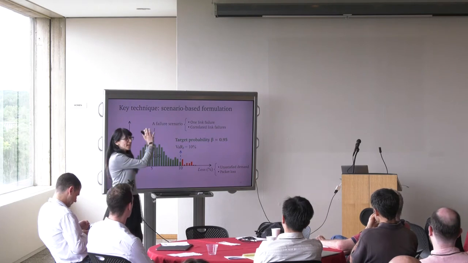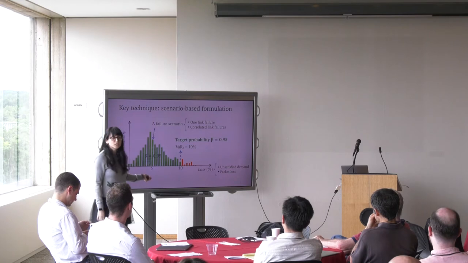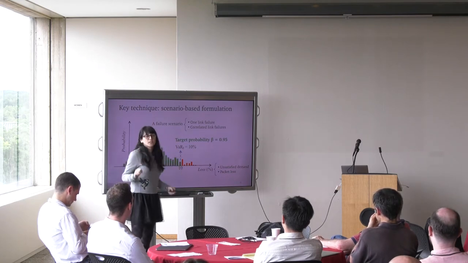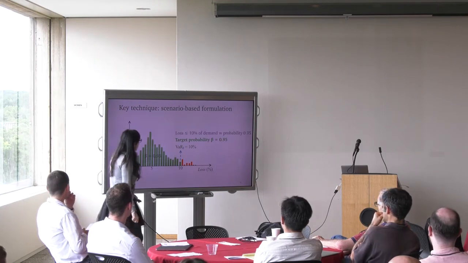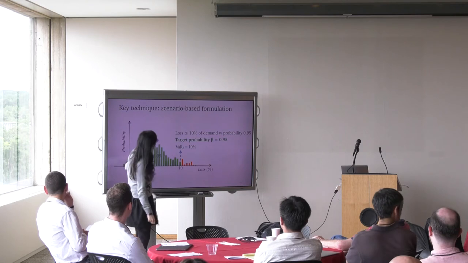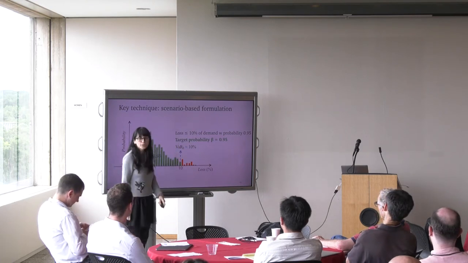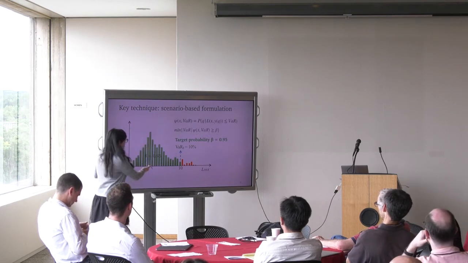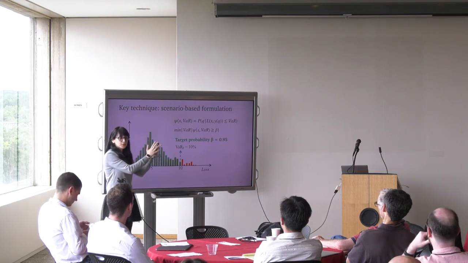Right? So if I had the x values, if I had the allocation, and if I have a way of drawing this graph, then I can calculate the loss. And that's really the key technique that we're using. So in this case, we can say that loss will be less than 10% of the demand with probability 0.95. So what do we do? We don't really have this, because this comes from having one set of allocation.